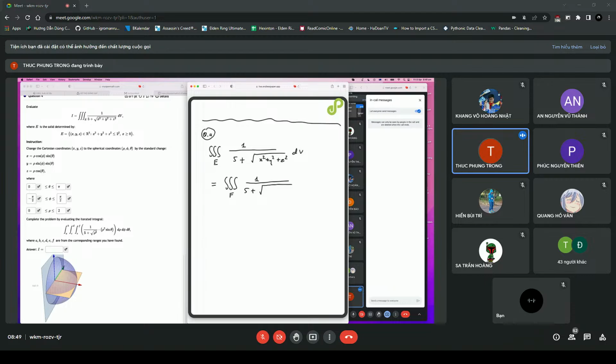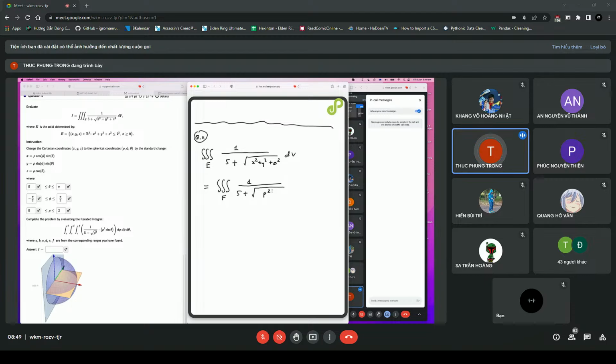However, remember that when you consider x squared plus y squared plus z squared, you always get rho squared, right? Remember this formula. You can go back to the note. And don't forget rho squared sin phi. This is the Jacobian. And right here we have dV, right? dV right here is d rho d phi d theta.